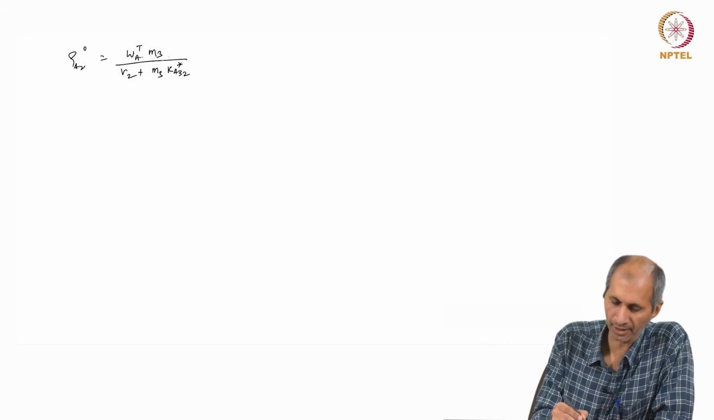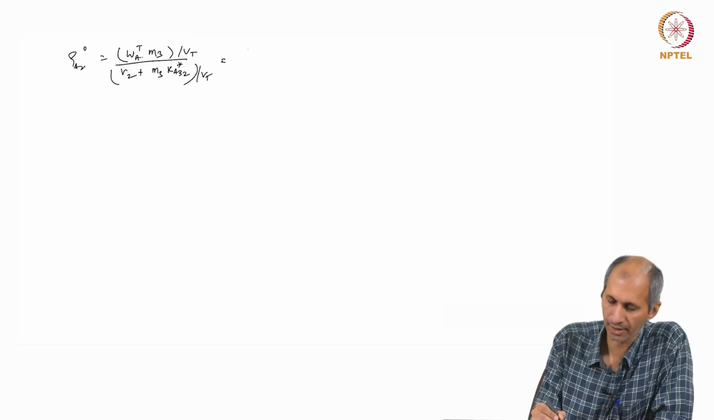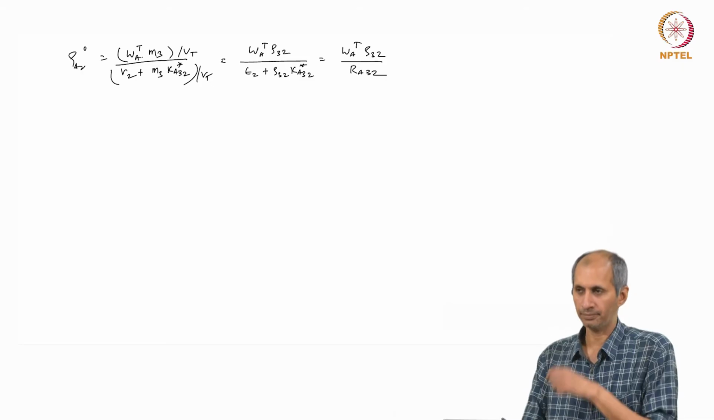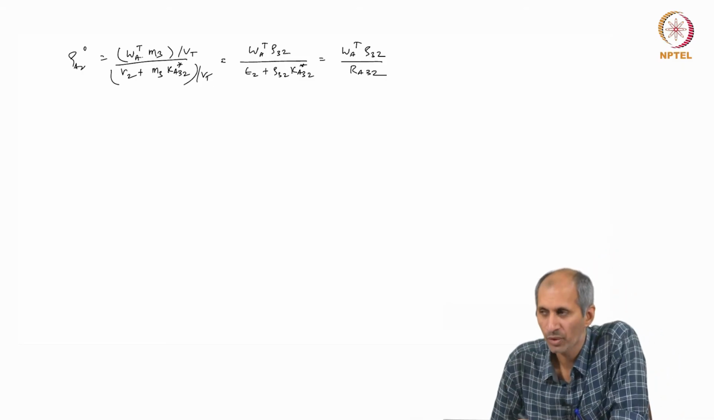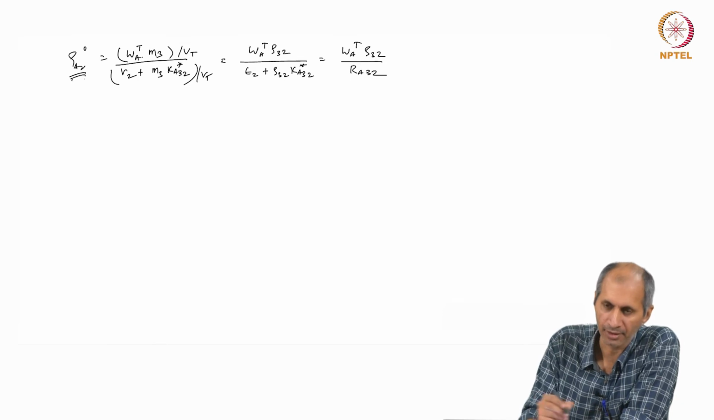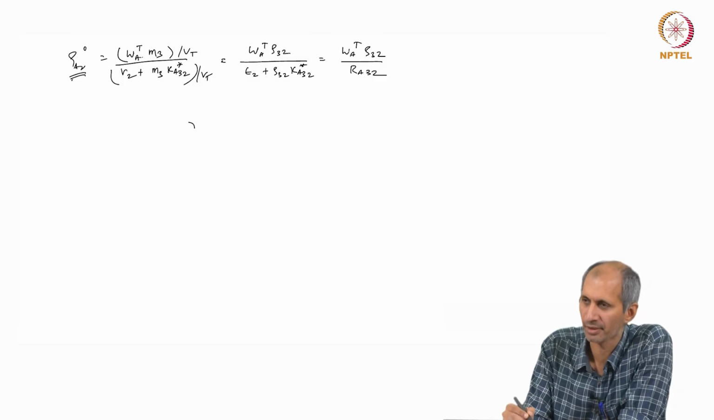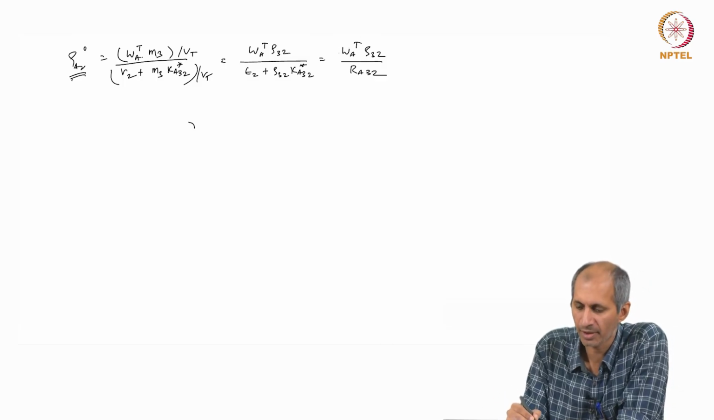If I divide both sides by the total volume, I will get WAT rho 32, this is the bulk density, divided by epsilon 2 plus rho 32 Ka32 star. What is this? This is WAT into rho 32 divided by RA 32. You get the pore water concentration at any point. It is not just 0. Right now we are writing 0 because that is what we need, but this value is what is measured.